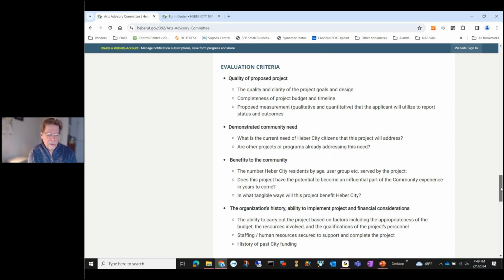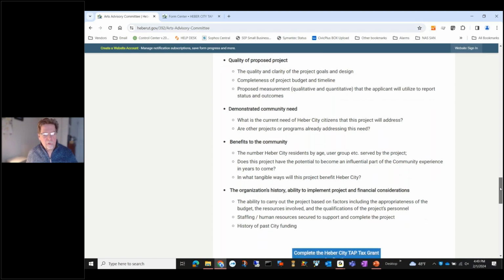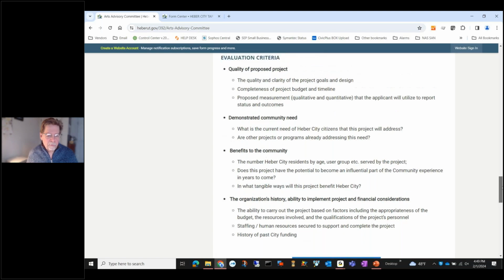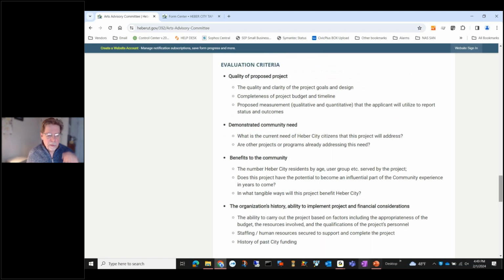And to what extent can you communicate that those people are qualified to do that work? And then finally, staff and human resources required to complete, and with that also the history of past funding. So before I open the floor to questions about that, we're going to tab over for a moment.